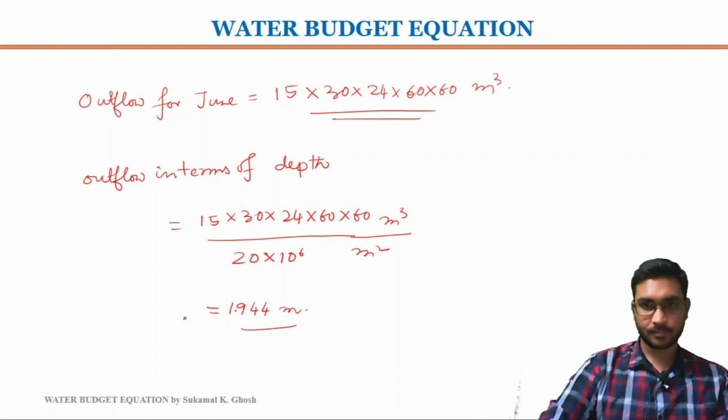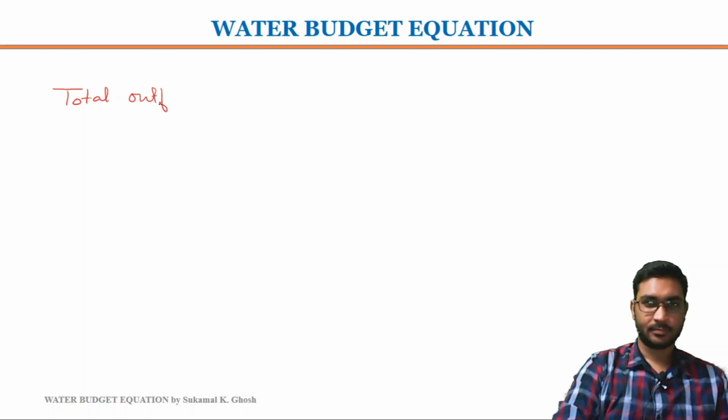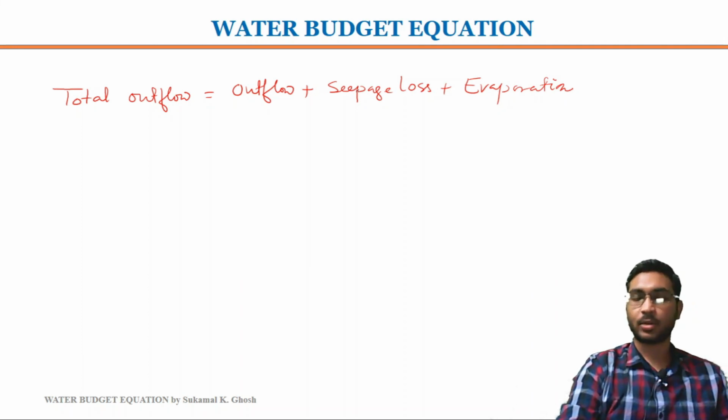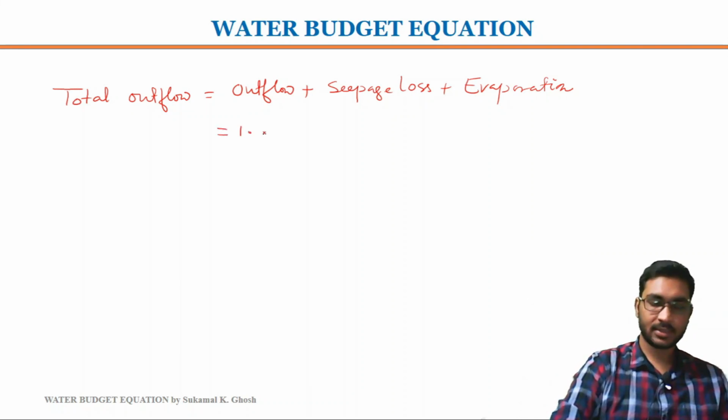But what is the total outflow? See, the total outflow is equal to the outflow plus seepage loss plus evaporation, because in all these processes the water is going out from the water body. So outflow is 1.944 meter.